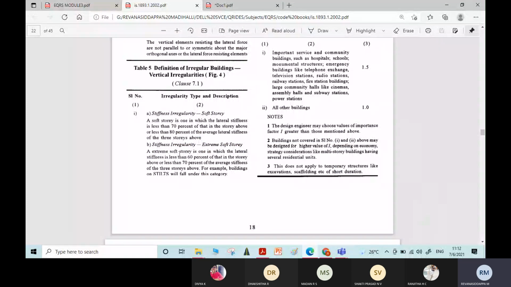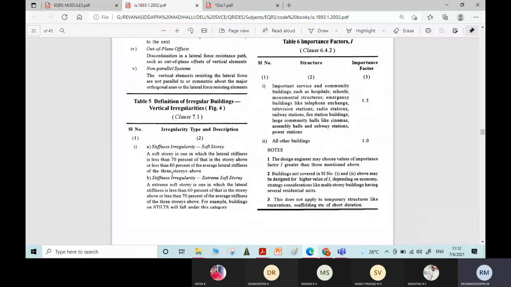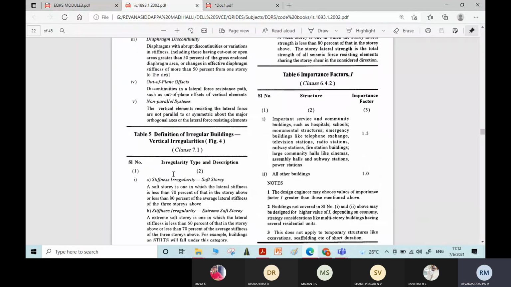Here also you can see the same terms are given, only the percentage is changed. Extreme soft storey is one in which the lateral stiffness is less than 60% of that of the storey above, or less than 70% of the average stiffness of the three storeys above. In that case it is considered stiffness irregularity or soft storey. For this the figures are given.